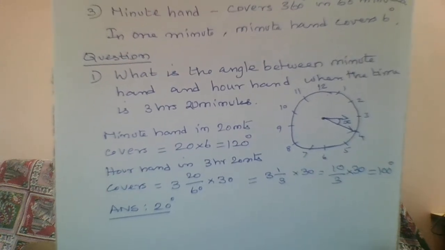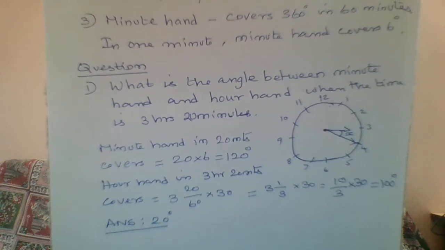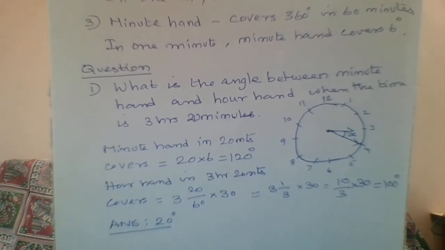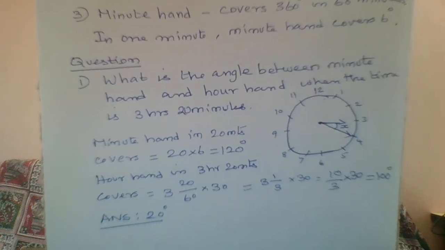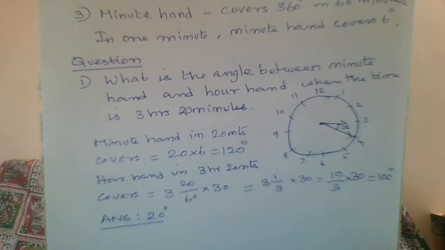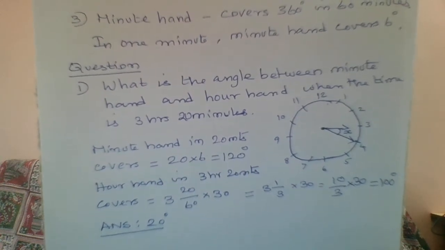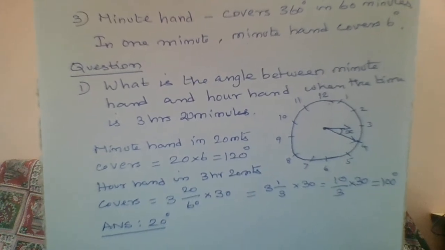Now let us go to the problem. The problem is we have to find the angle between the hour hand and the minute hand when the time is 3 hours 20 minutes. Here the minute hand is given as 20 minutes. So the minute hand will cover 20 into 6, 120 degrees.